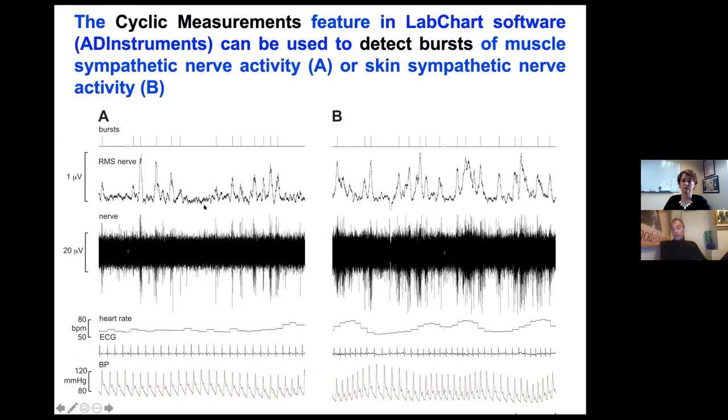I use ADInstruments software, LabChart. There are other approaches people have used, but within the feature called cyclic measurements, which looks for regularly occurring peaks, you can use this to detect bursts of muscle sympathetic nerve activity from the RMS nerve or the integrated nerve. On the left, the detected burst is shown here, and also skin sympathetic nerve activity on the right. With skin sympathetic nerve activity, which is relevant to what Lacy was talking about, the bursts are much broader than the bursts of muscle sympathetic nerve activity shown on the left.